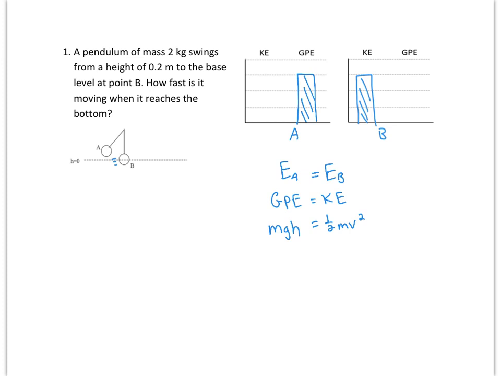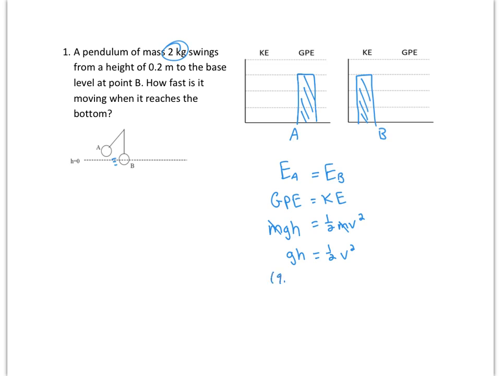Most of the time for these problems, mass will cancel because it's in every term. So gh equals 1/2 v squared. G is a constant. It gives us the height. Mass was irrelevant. We did not need that. And now we can solve for v.